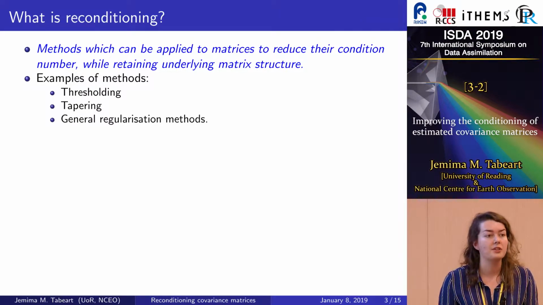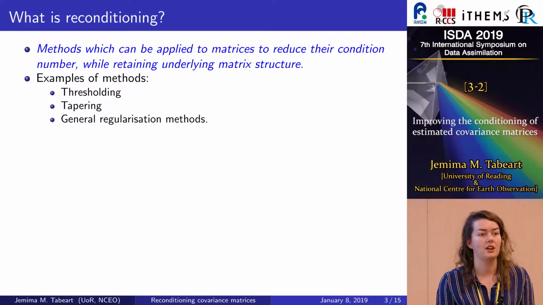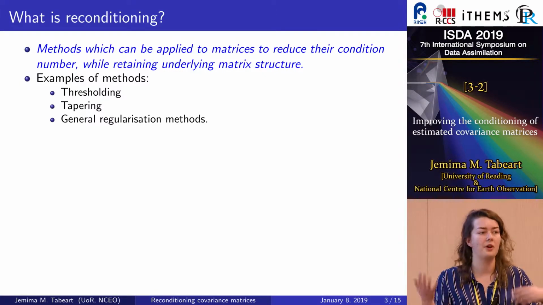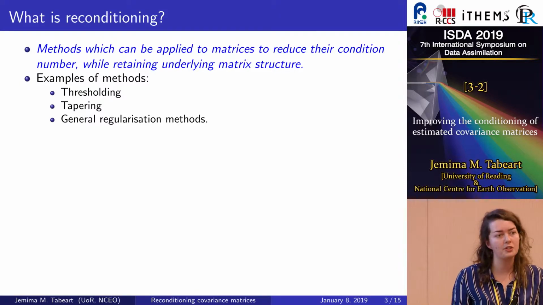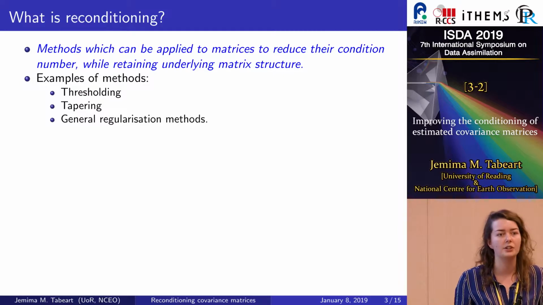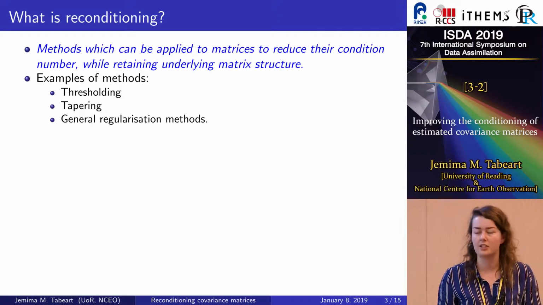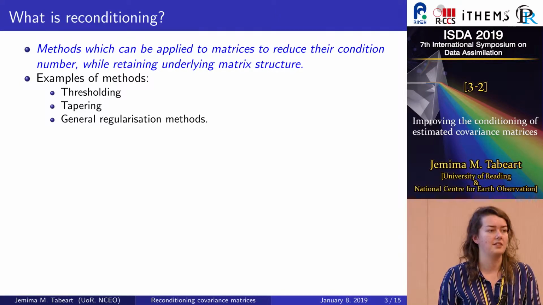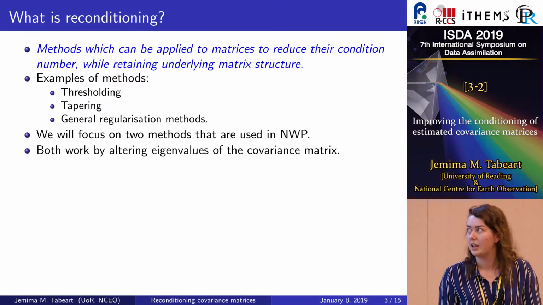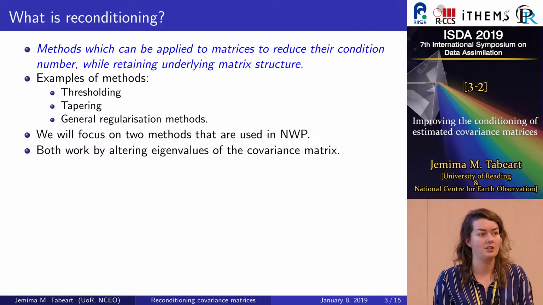A lot of methods that can be used for data assimilation have been used for other things, and also have the effect of reconditioning. These include thresholding, where we throw away anything below a certain value, and tapering or localization, where we put more weight on things that are closer together in space. That can have an effect on the condition number, as can any other general regularization or optimization method. But I'm not going to be talking about any of these today. I'm going to look at two methods that are actually used at weather prediction centers, and both of these work by altering the eigenvalues of the matrix.